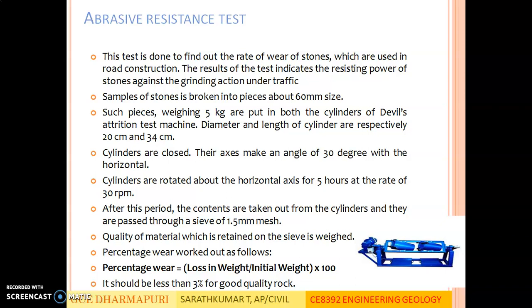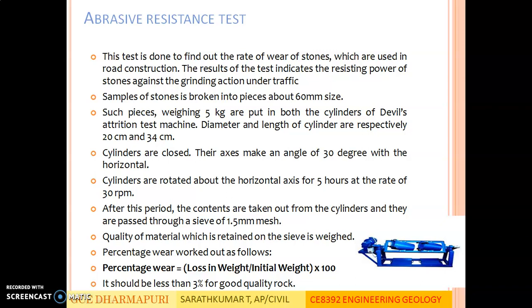So when the load is applied on the stone, the aggregate, the particles, there is attrition between the particles which results in the weathering. So this is tested using abrasive resistance test. A sample of stones is broken into pieces of about 60 mm size. Such pieces weighing 5 kg are put in both the cylinders of Deval attrition testing machine.